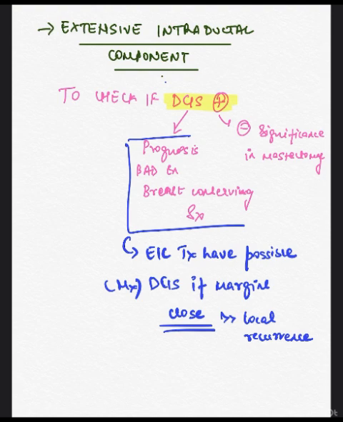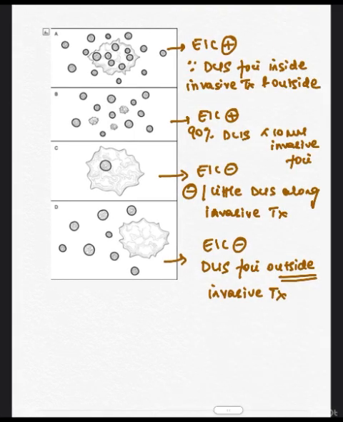Okay, what does this mean? That means the EIC or extensive intraductal component tumors have possible DCIS if the margins are close. So what do I mean? If margins are close and if DCIS is present, there is increased chance of local recurrence of the particular tumor. In order to understand this concept better, I will explain it through diagrams given in the CAP protocol.